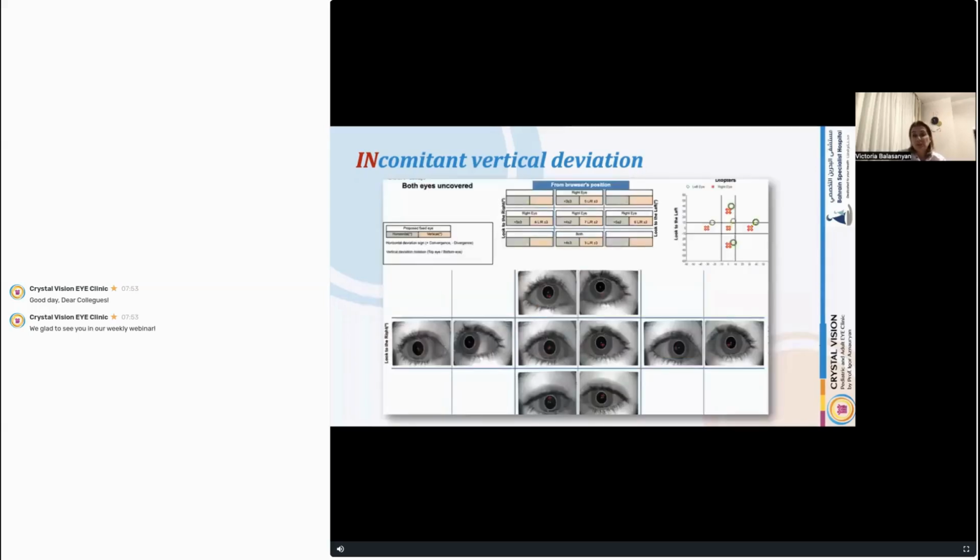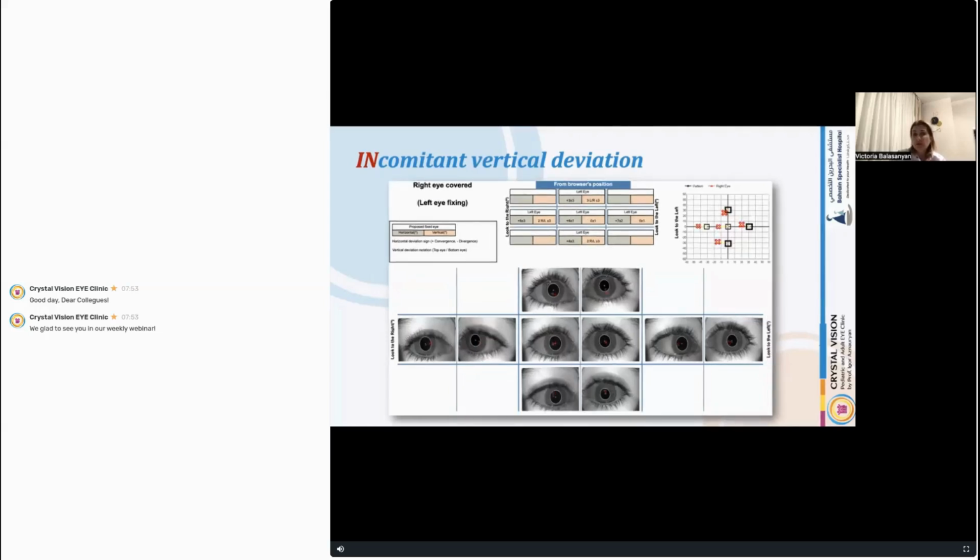To answer this question, we use our video oculography. An important advantage of video oculography is that it captures eye deviations in all gaze positions and generates a steady report where all deviations can be assessed in degrees. In this case, we see that with both eyes open and looking straight ahead, the horizontal angle of strabismus is 4 degrees, and the upward deviation of the left eye is 7 degrees.